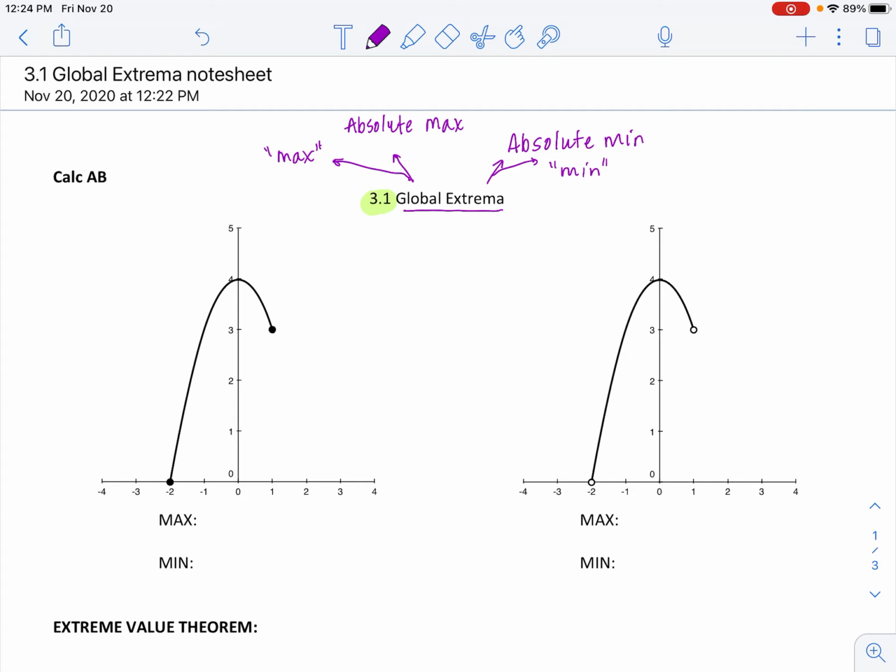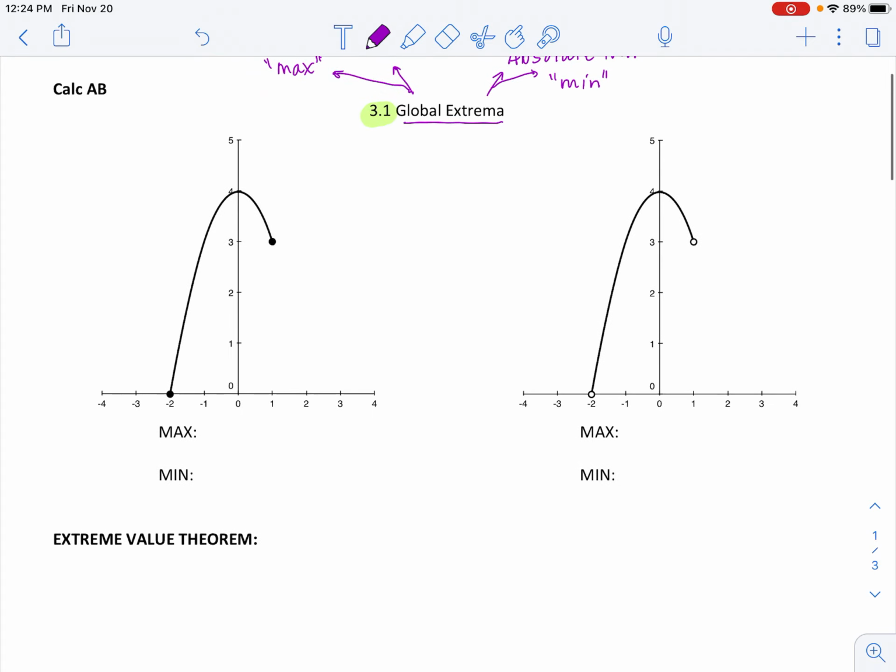So I want you to take a minute and look at these two graphs given to you here. These are actually from the function y equals 4 minus x squared. And then I want you to fill in the highest point, the lowest point, highest point, and lowest point here.